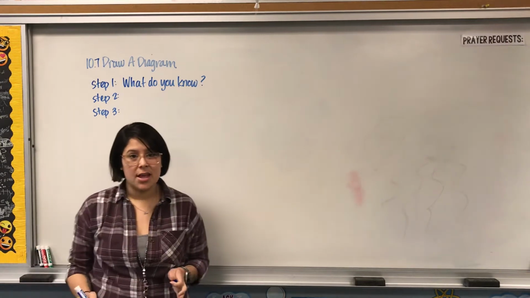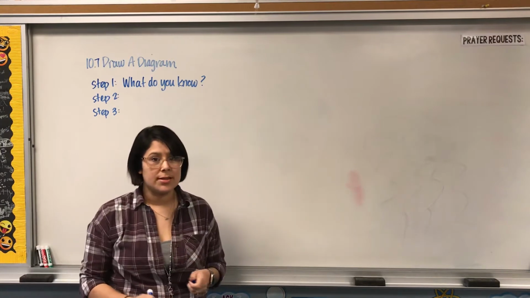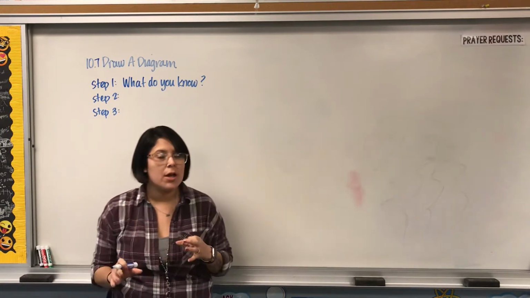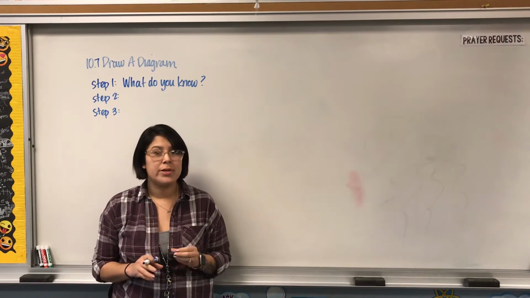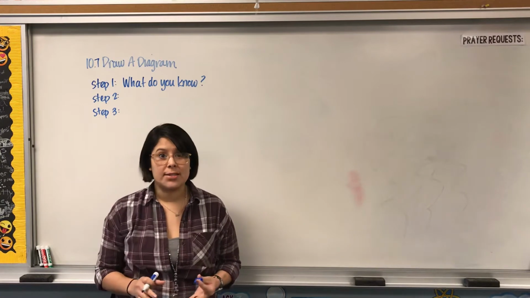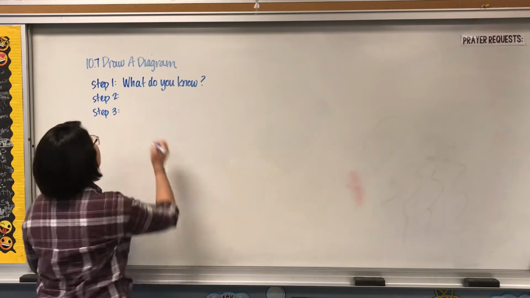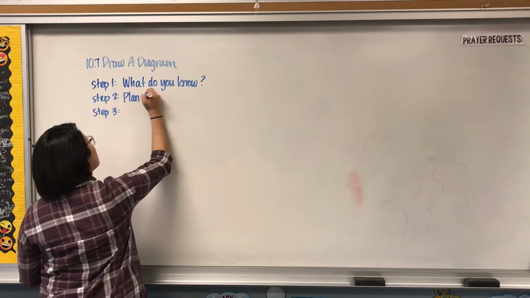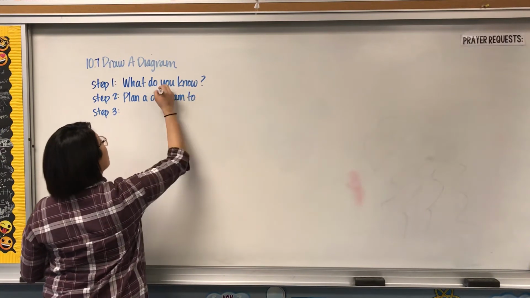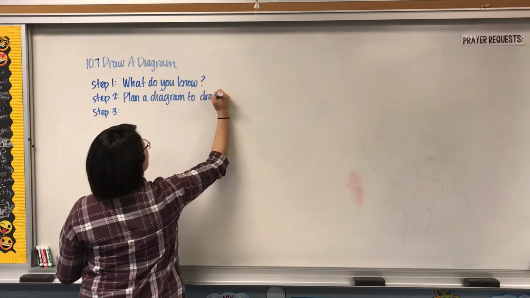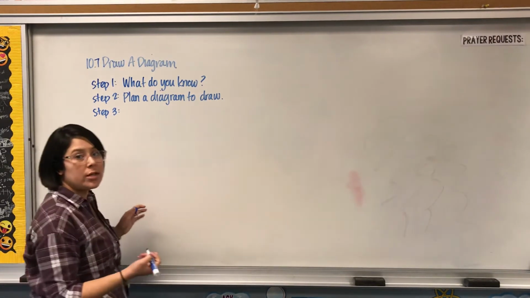Okay, the second step is going to be to plan a diagram to make. This is where you're trying to think and trying to visualize, how can I draw this out? How can I draw a diagram to help me figure out what they're asking or what they're giving us, and then what more information do you need? So let's write that down. Okay, that's the brainstorming part. And then step 3, solve.